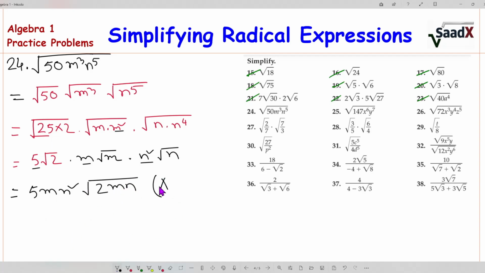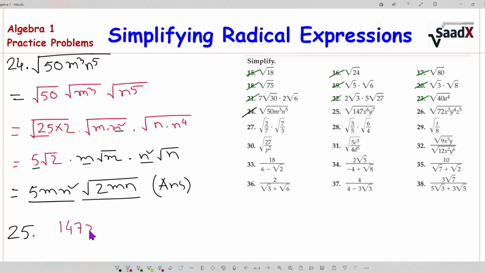So all our things is our answer. So answer is 5 m n square root 2 m n. So 24 done. Now 25.